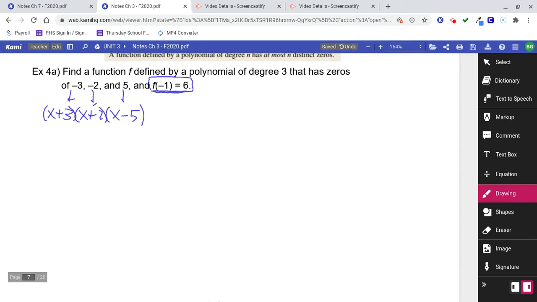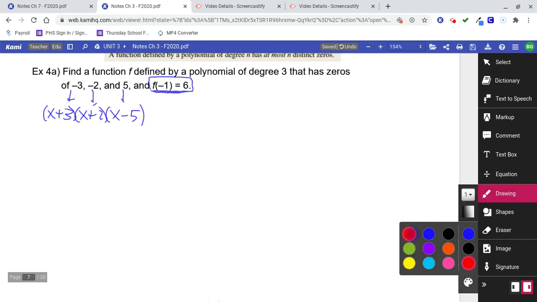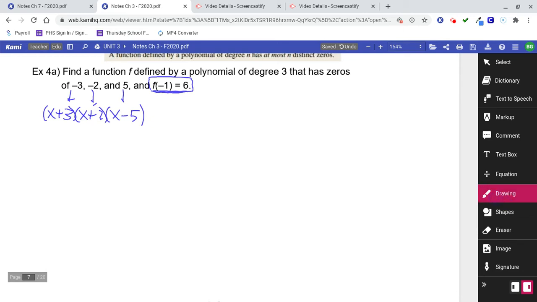So if we want a polynomial, you would think you just FOIL that all together, and that's kind of what we're going to do. We're going to FOIL all that together and see what we get, and that's going to look like a polynomial. So let's do that. I'm going to start with these two. That's x squared minus 5x plus 2x minus 10, or x squared minus 3x minus 10.